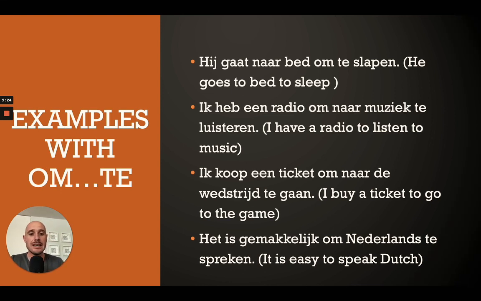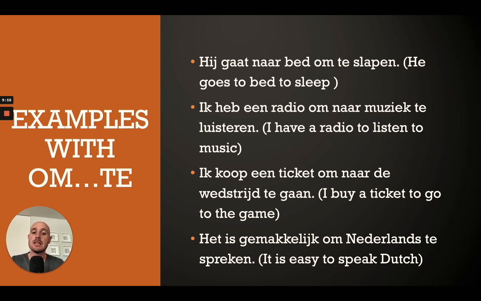The next one. Ik koop een ticket om naar de wedstrijd te gaan. I buy a ticket to go to the game. Again, I buy a ticket. That's the main part. And now we start with our short subclause, and we have om. Okay. Then we have a preposition. Okay. We've got an article, and we've got a noun. The noun would be wedstrijd. Then we place te, and gaan is our verb, which is going at the end. So I buy a ticket to go to the game. Again, it's an expression of an objective.